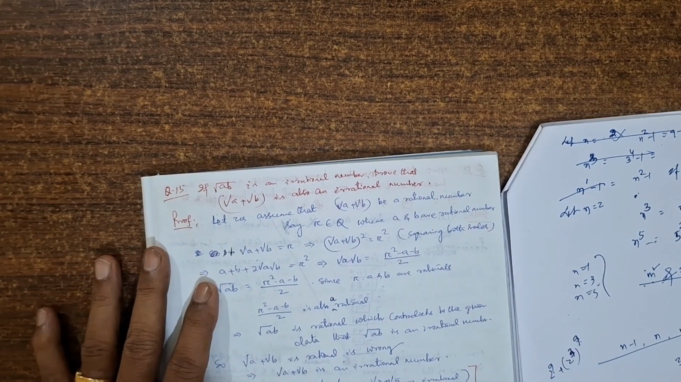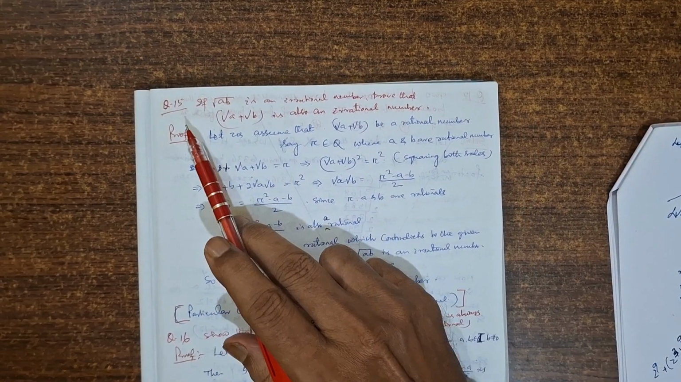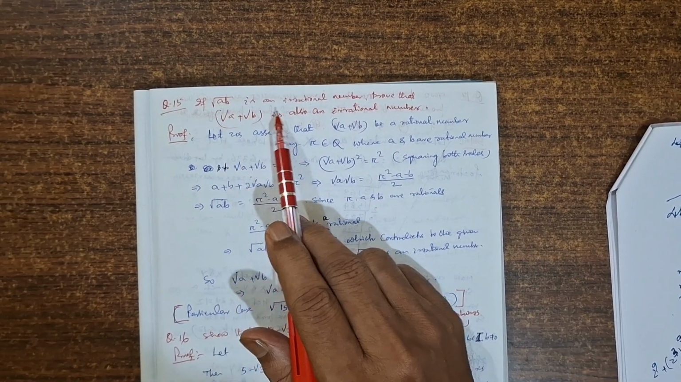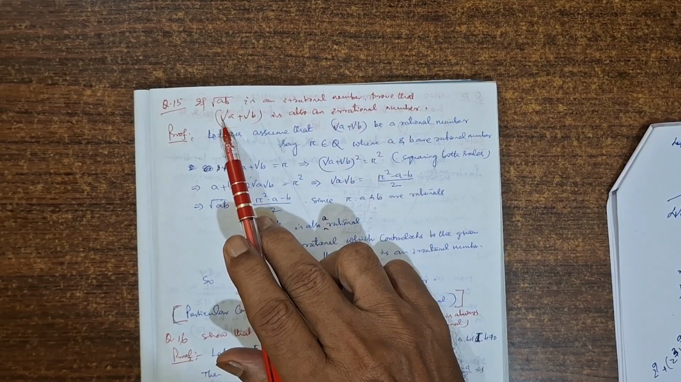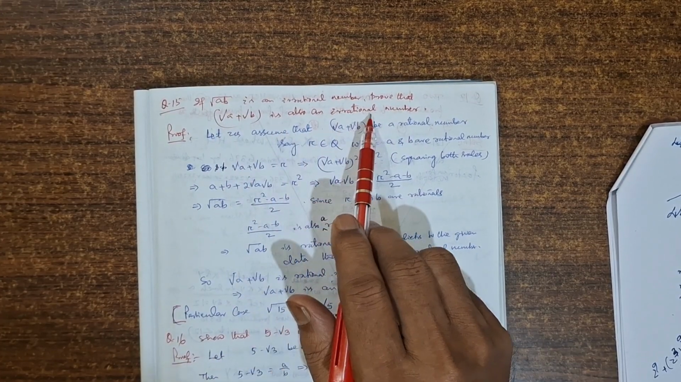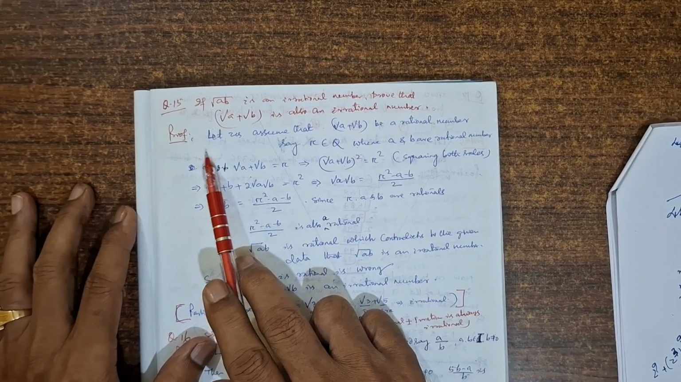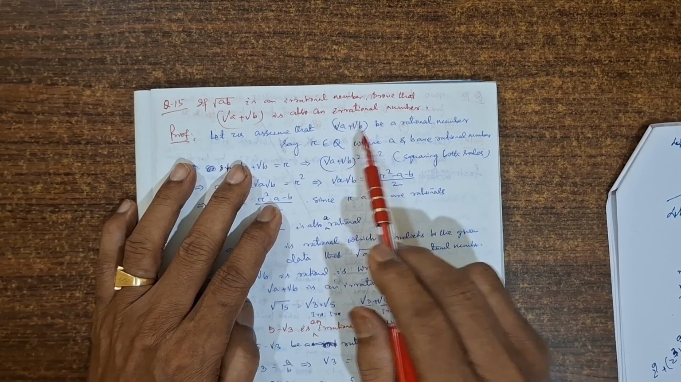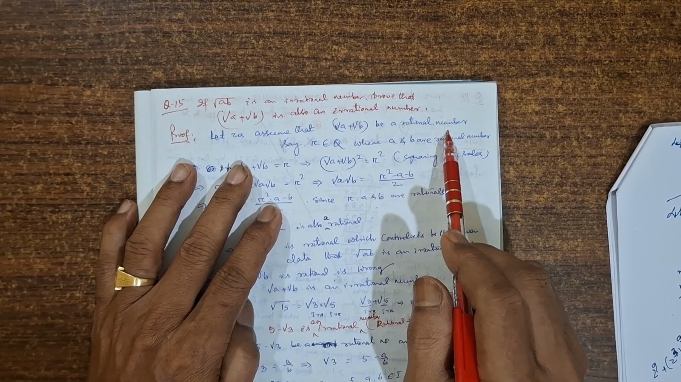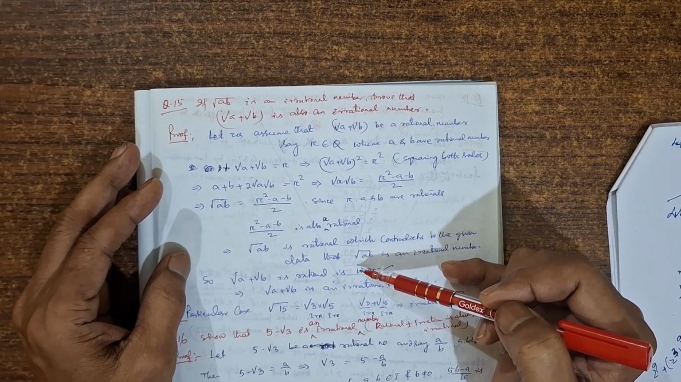So another question is: if root AB is an irrational number, prove that root A plus root B is also an irrational number. So, proof. Let us assume that root A plus root B is a rational number, which is as usual. Then you will arrive at a contradiction.